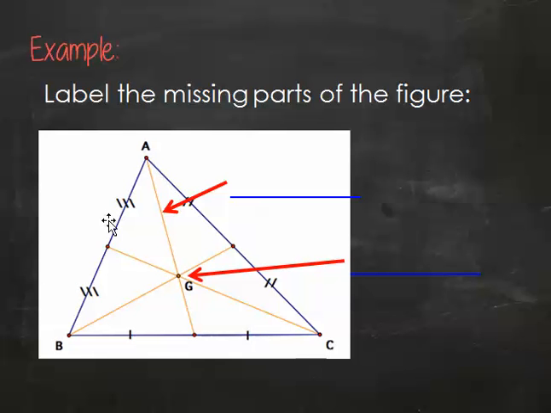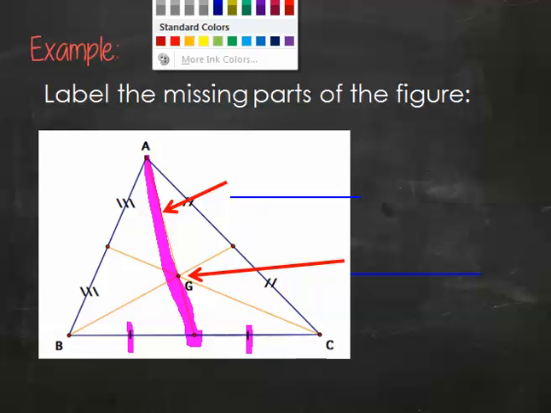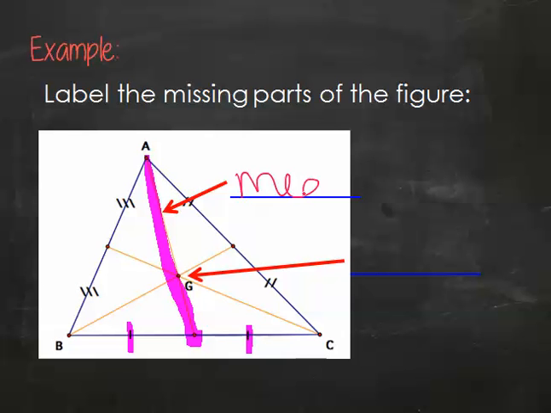You might want to try that sometime if you have some time on your hands. Okay, here's an example for you. It says label the missing parts of the figure. I look at this first line that it's pointing to. We'll do that one in pink. It's coming from a vertex, going to the opposite side, and cutting it in half, so it's the midpoint. What is that called? That is called the median.